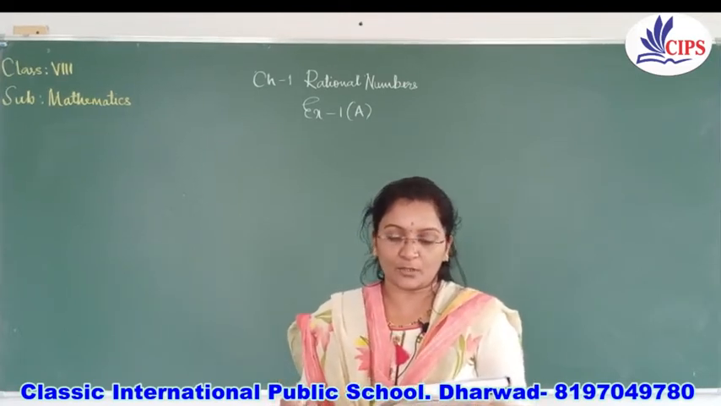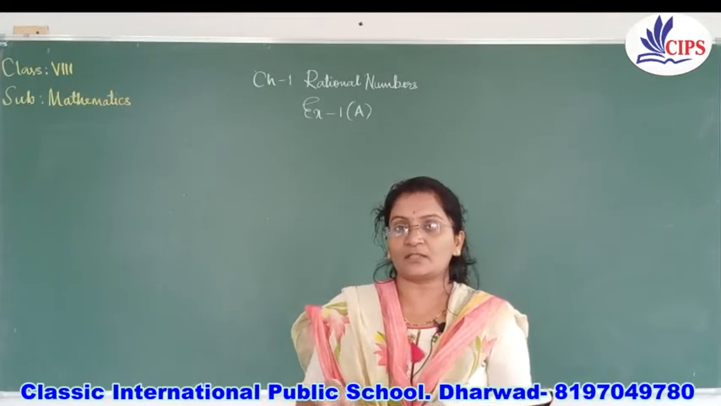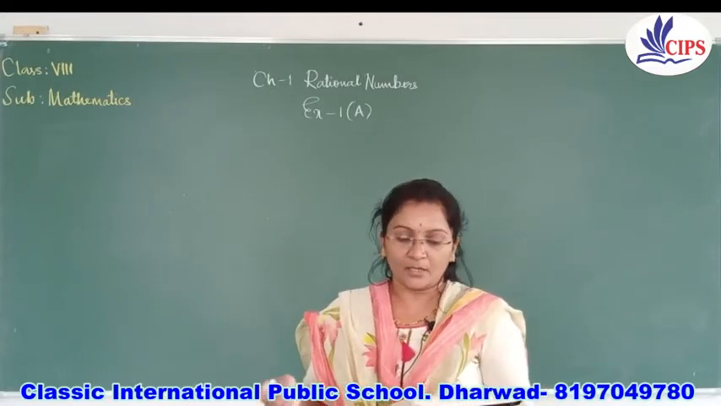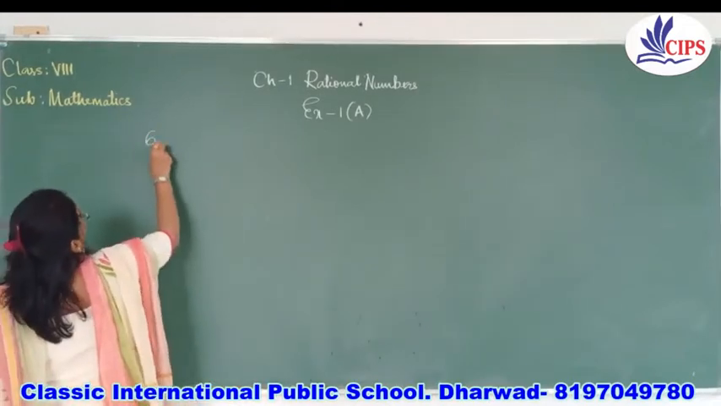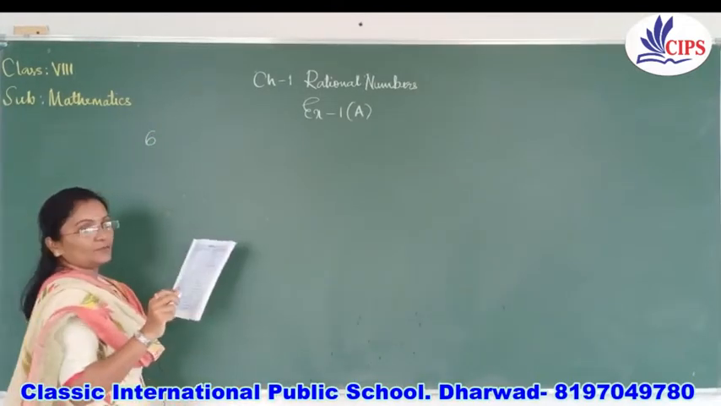Write the additive inverse of. We know that additive inverse is nothing but negative of a rational number. So we'll write the negative of the rational numbers given here. So sixth main, they have asked you to write the additive inverse of the numbers.